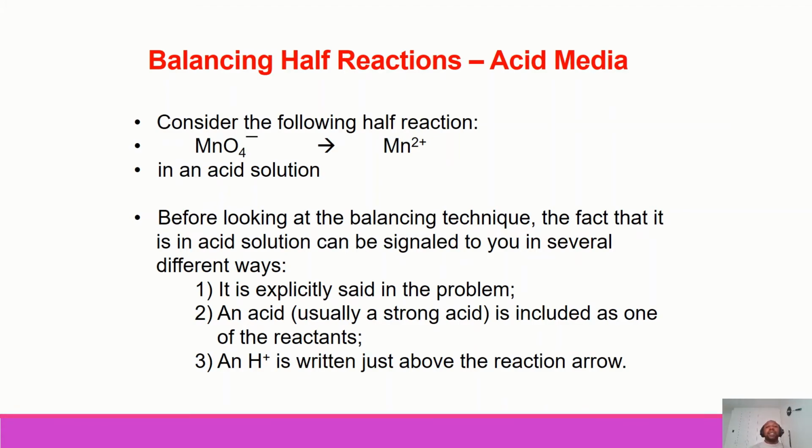So balancing half reactions in acid medium. Let's use some examples to look at how we can balance half reactions. So consider the following. We have permanganate ion, MnO4 minus, moving to just manganese 2 plus. So how do you balance this kind of equation?